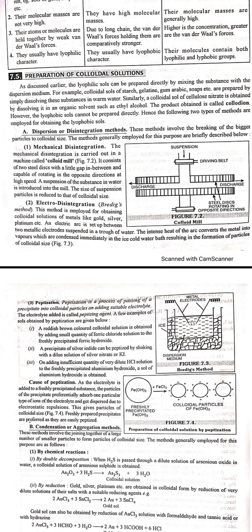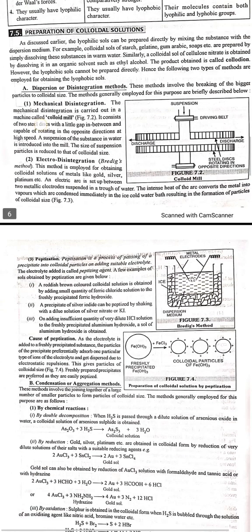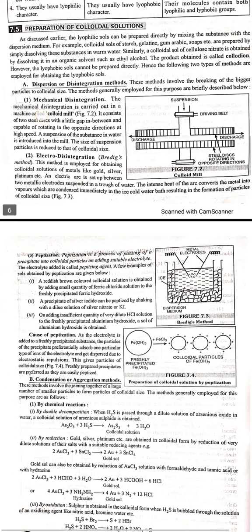Now, our next is electro-disintegration, Bredig's method. This method is employed for obtaining colloidal solution of metals like gold, silver, platinum, etc. An electric arc is set up between two metallic electrodes suspended in a trough of water. The intense heat of the arc converts the metal into vapor, which is condensed immediately in the ice cold water bath, resulting in the formation of particles of colloidal size. We can see its figure 7.3, Bredig's method.